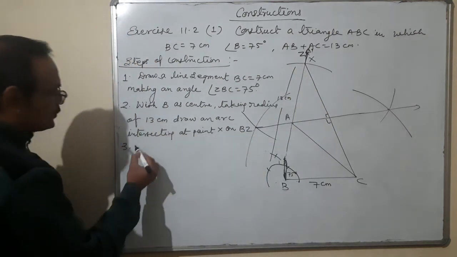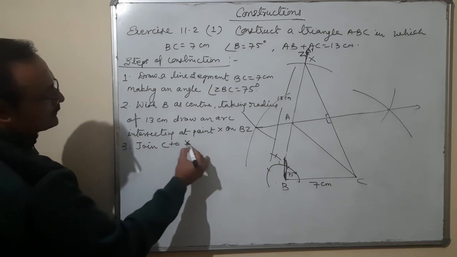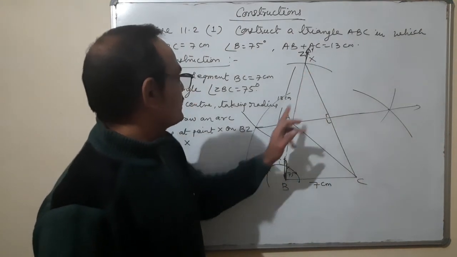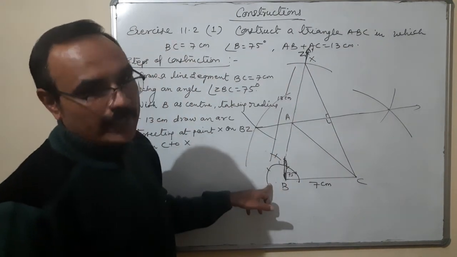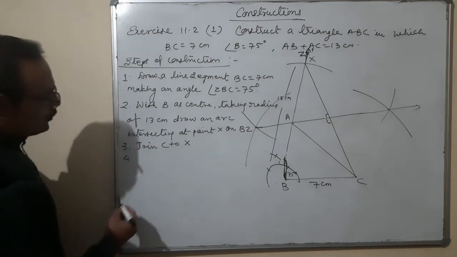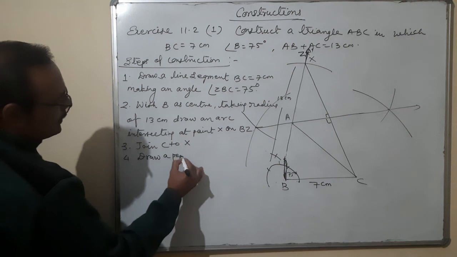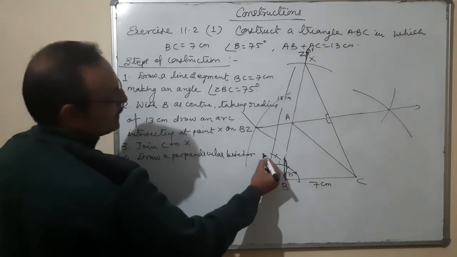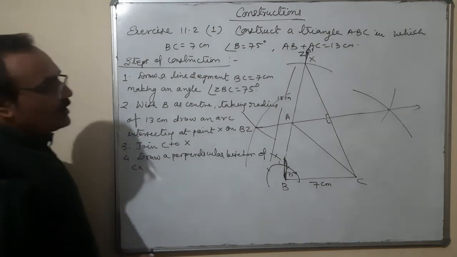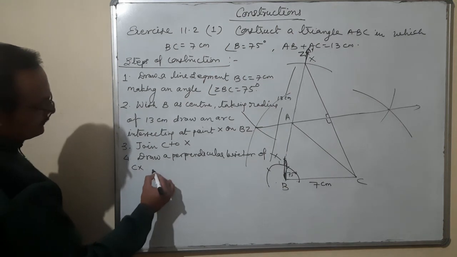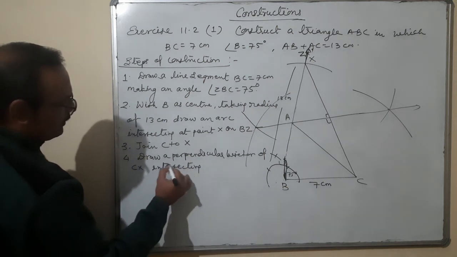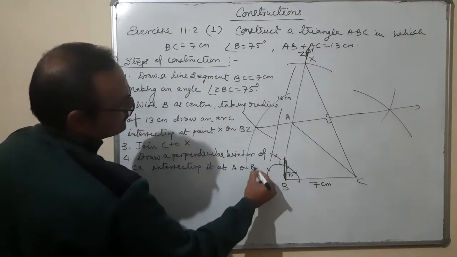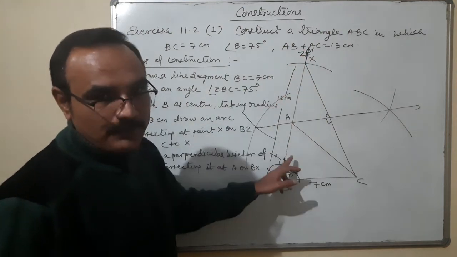Third one, join C to X. Fourth one, draw a perpendicular bisector of CX intersecting it at point A on BX.